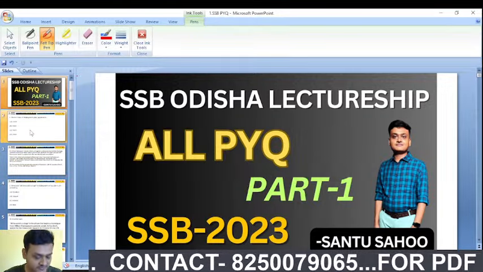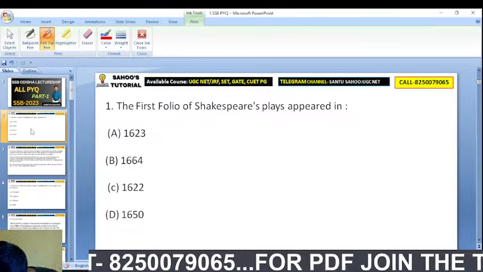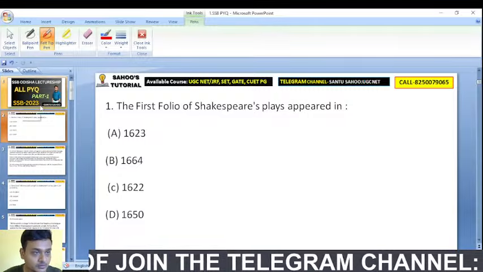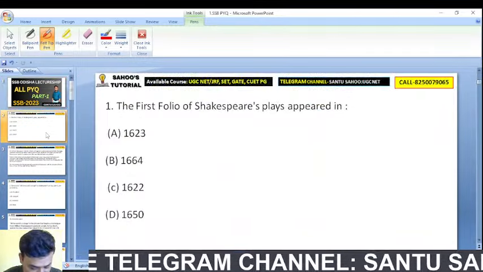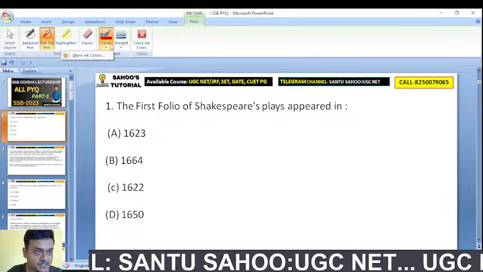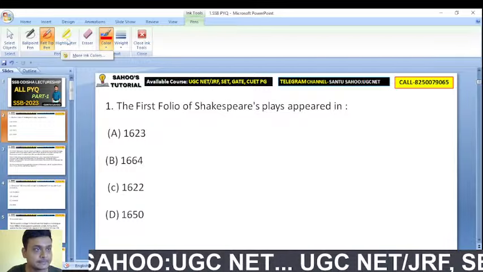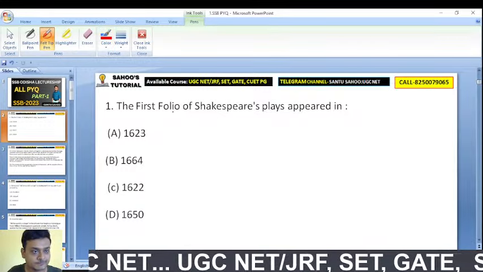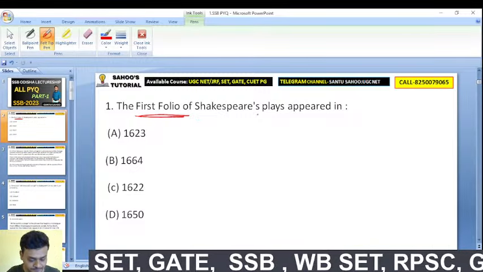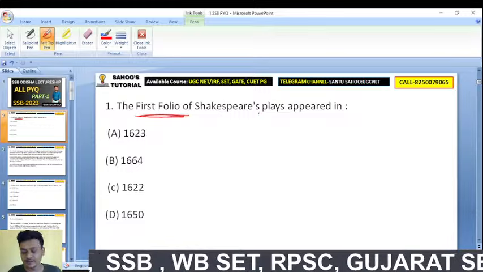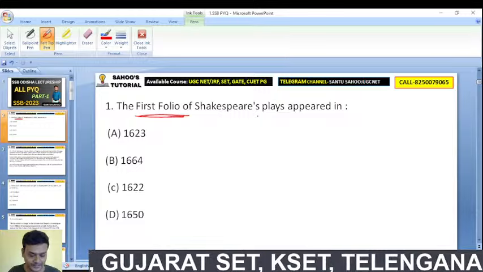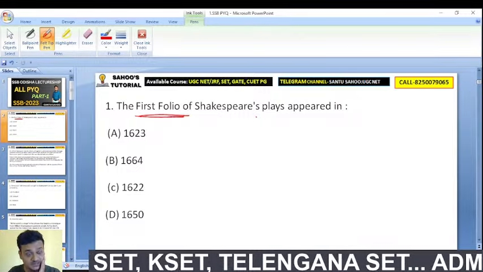Without wasting your time, here is the first question on your screen. Please do answer. The first folio of Shakespeare's play appeared in which year? First folio of Shakespeare. And you know that Shakespeare was born in the year 1564, died in 1616. So, after the death of Shakespeare, 7 years of which?